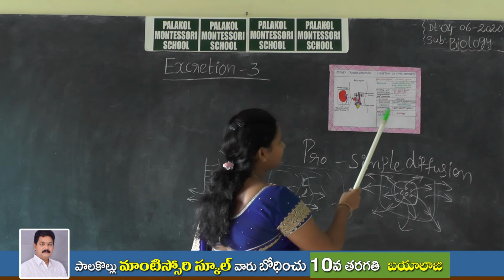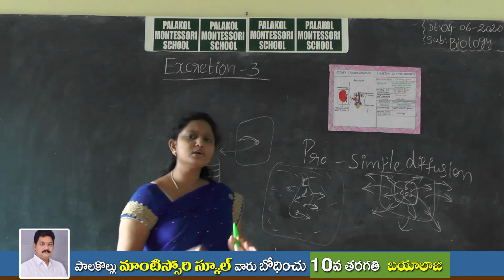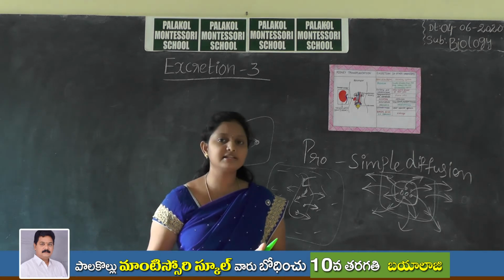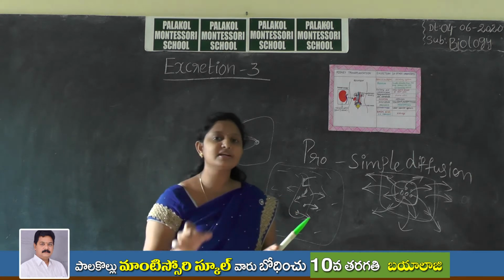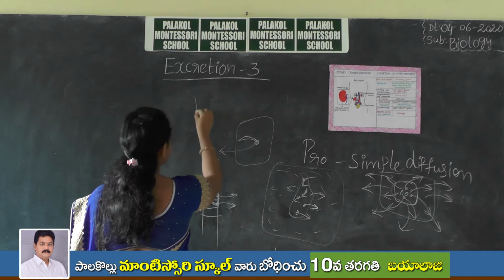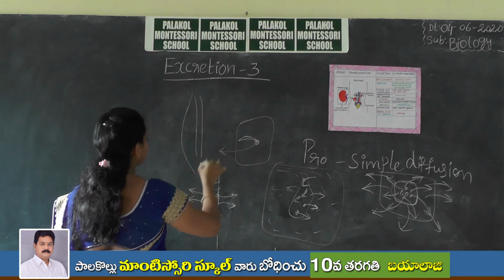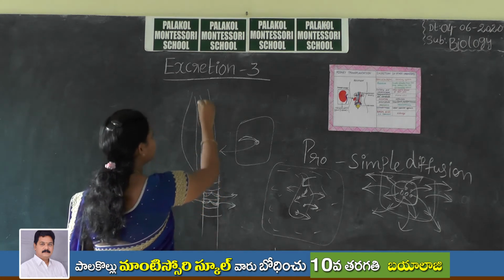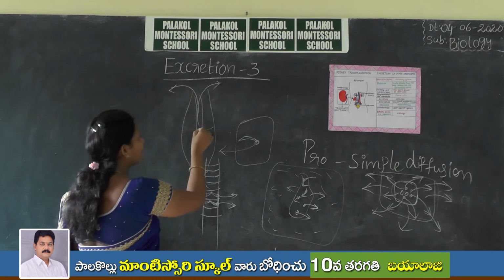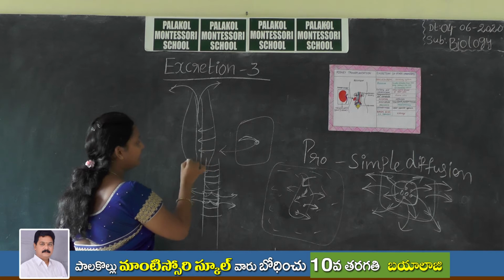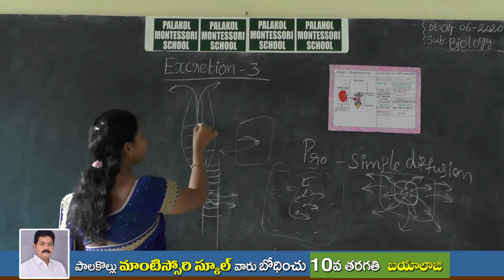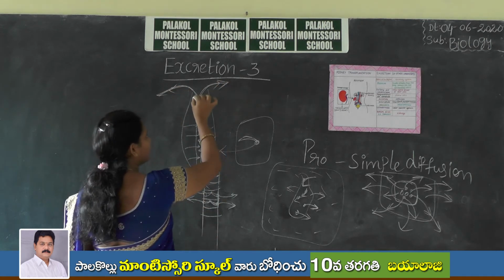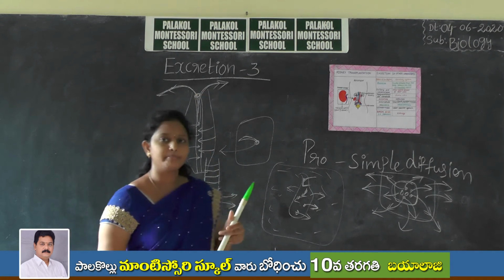Next, echinodermata, water vascular system. There is no specific excretory system present in the echinodermata. Here the water vascular system present in the body helps in the excretion of waste from the body. That means this water vascular system collects the waste material formed in the body, and these waste materials go out from the opening of the water vascular system present in the echinodermata.